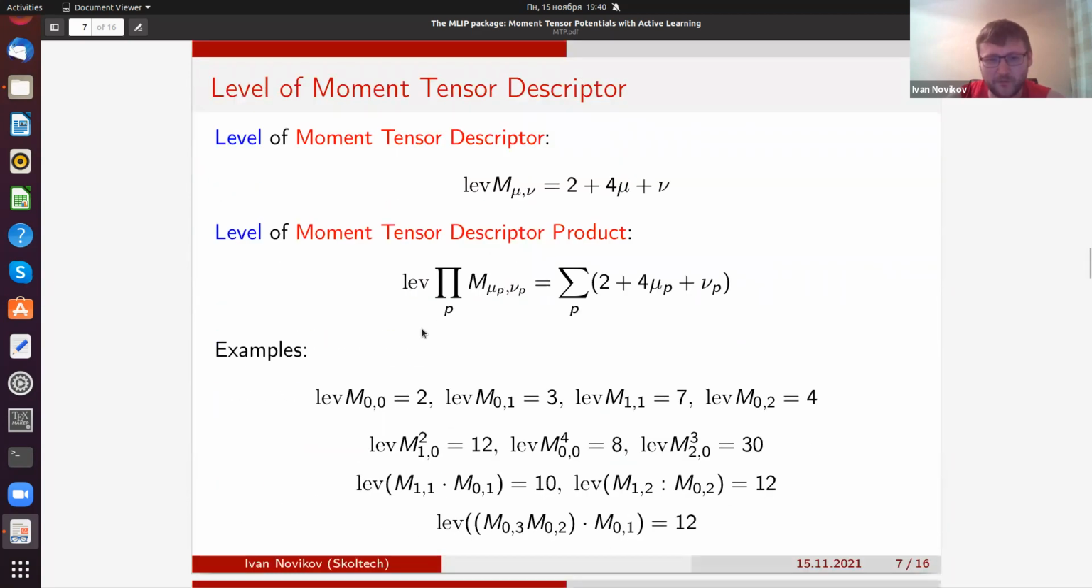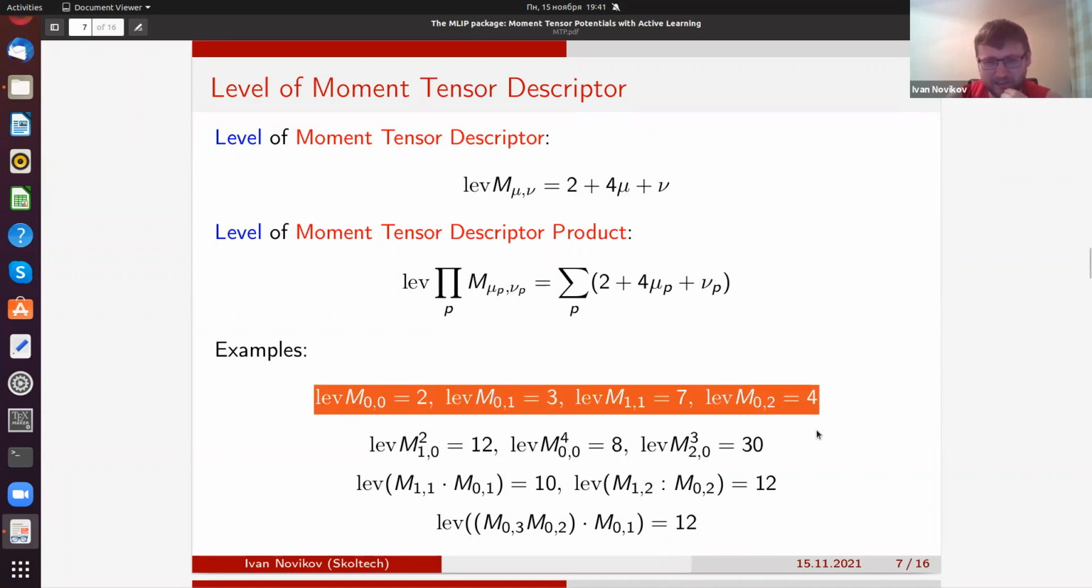Now, once we introduce the moment tensor descriptor, we introduce the so-called level of the moment tensor descriptor, which is equal to 2 plus 4 mu plus nu. We also will need the level of a moment tensor descriptor product. The level of a moment tensor descriptor product is equal to the sum of the levels of the moment tensor descriptors of each moment tensor descriptor. So, for example, if we have a very simple moment tensor descriptor like M00, we have level 2, because mu is equal to 0 and nu is equal to 0. Here we see 2. Next, I also wrote some examples of the levels of moment tensor descriptors here.